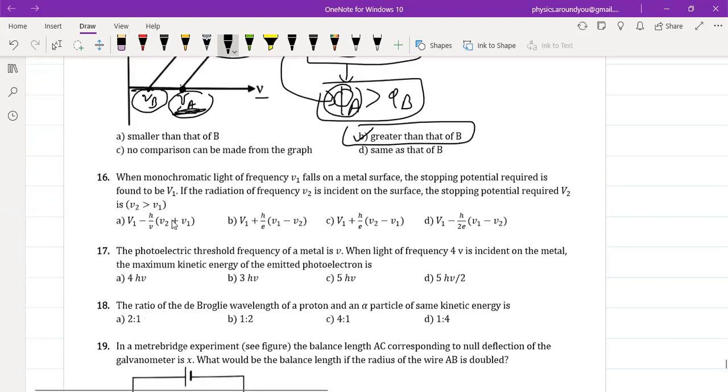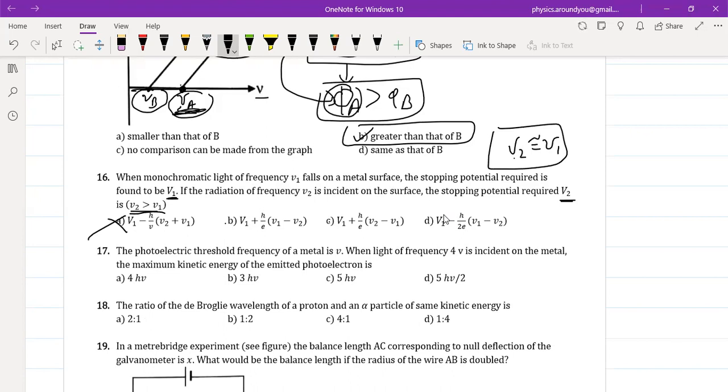Now, the 16th one. For the 16th one, they have given nu2 is greater than nu1. I don't care for the condition. What I do is I will suppose nu2 to be almost equal to nu1. If nu2 is almost equal to nu1, then the new stopping potential will be the same as the old stopping potential. So if I substitute nu2 equal to nu1 in the options, I should be getting V1 back. So definitely option A is eliminated. It can be either B, C, or D. Now, how to make sense of B, C, or D?